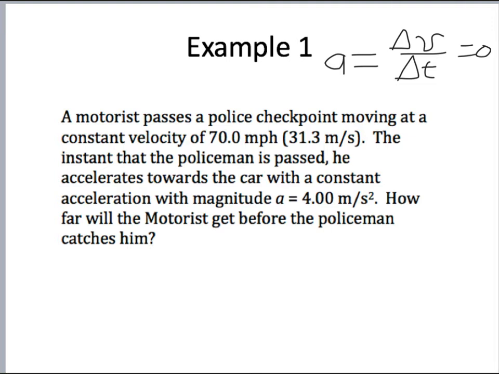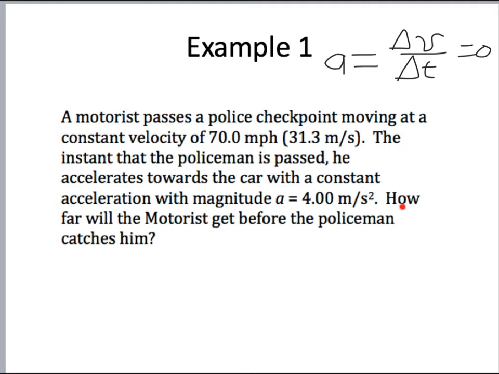Now, let's continue. The instant that the policeman is passed, he accelerates towards the moving car with a constant acceleration with a magnitude of a equal to 4.0 meters per second squared. Now, it doesn't actually say this, but we're going to assume that the policeman is launched from rest. And so that tells us for the policeman, the initial velocity is zero, but the a is 4.0 meters per second squared. Now, again, the a of the motorist is 0, the a of the policeman is 4. Both of those are constants, so we can use the kinematics equations.